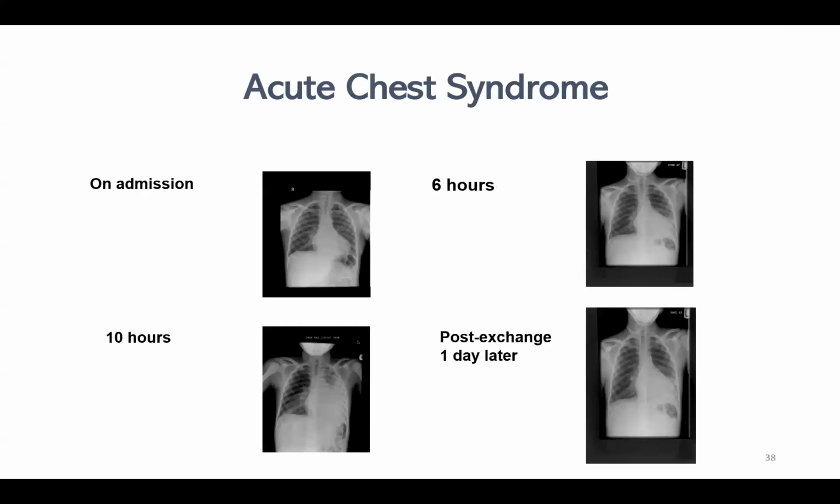So this is just an example of how rapidly acute chest can progress. On admission, that chest x-ray looks nice and clear. By 6 hours, you're seeing some changes to the left side. By 10 hours, you're seeing complete whiteout. And then 1 day after an exchange transfusion, you can see how much that exchange actually helped respiratory-wise, and that x-ray is much clearer.